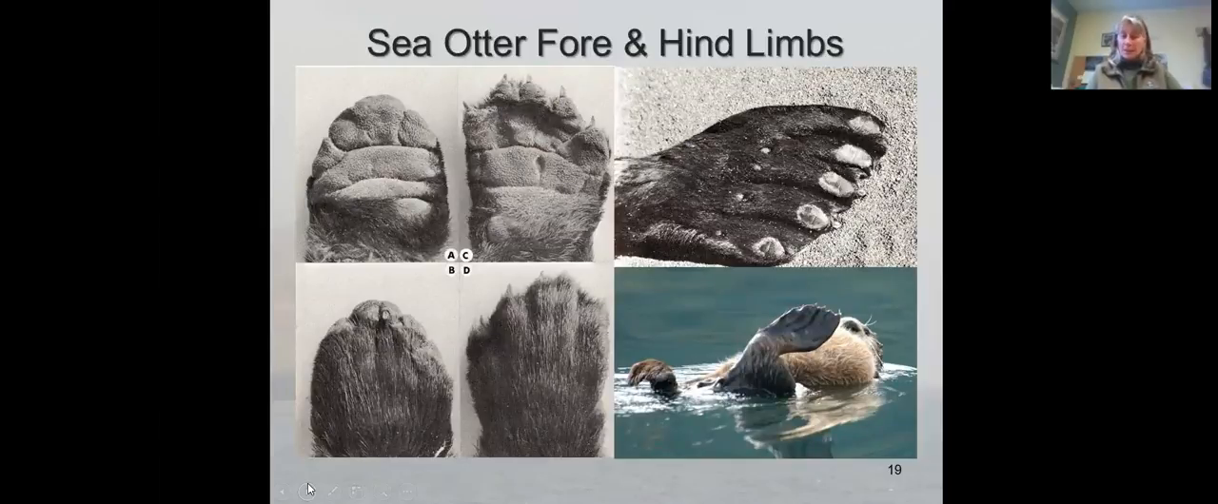And then to the right are the modified hind limbs, the flippers, for swimming. And oftentimes they're swimming on their back. They've got a very unique rotation of the femur, and not exclusively swimmers on their back, but much of the time. I think that's all I'll say about that. Next slide, please.